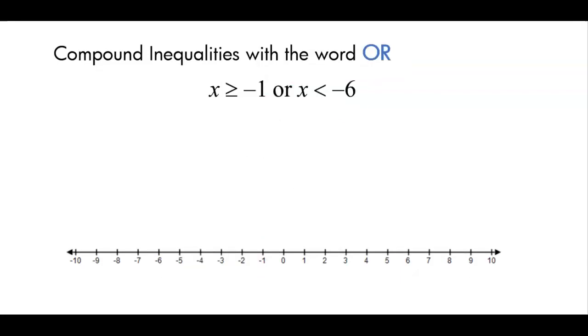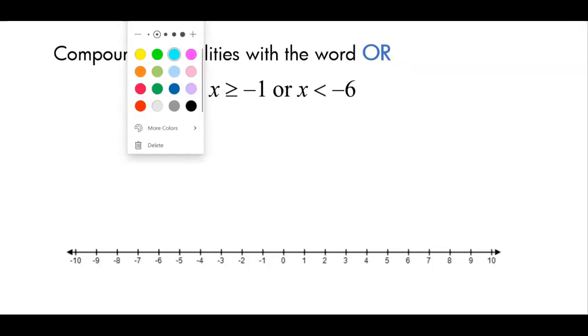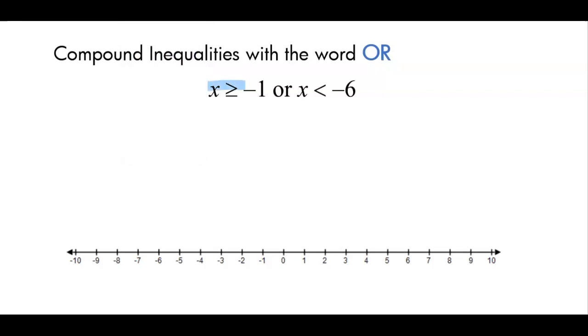Now let's look at compound inequalities with the word "or". Now remember, the word "or" means only one of these two things has to be true. So let's look at what they look like separately. If I want to graph x is greater than or equal to -1, that means I'm starting at -1 with a filled in circle, and I'm going this direction. Greater than or equal to -1, that's all these numbers.